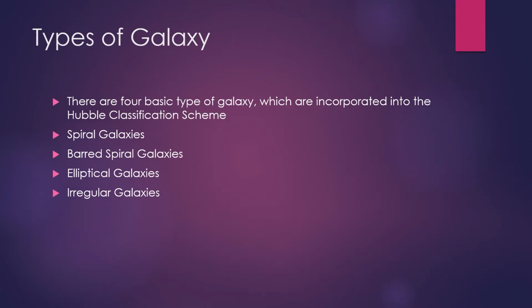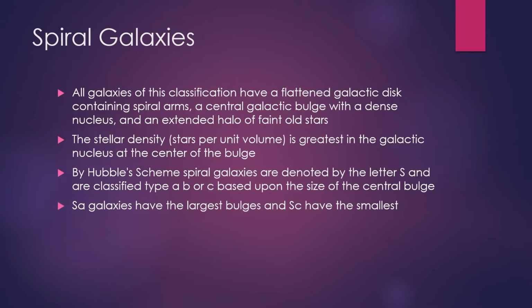There are four basic types of galaxy that scientists have determined so far, which are incorporated into the Hubble classification scheme. These include spiral galaxies, barred spiral galaxies, elliptical galaxies, and irregular galaxies. We learned some about spiral galaxies last lecture when we learned about the Milky Way.